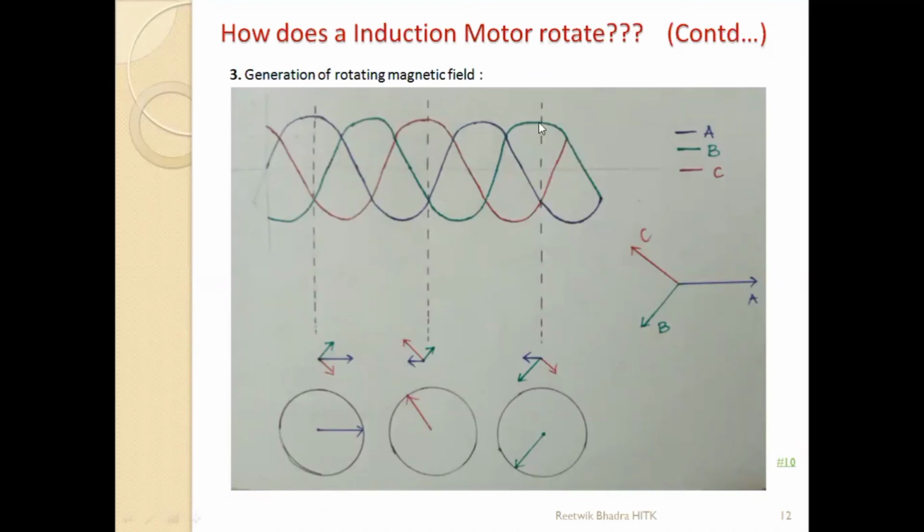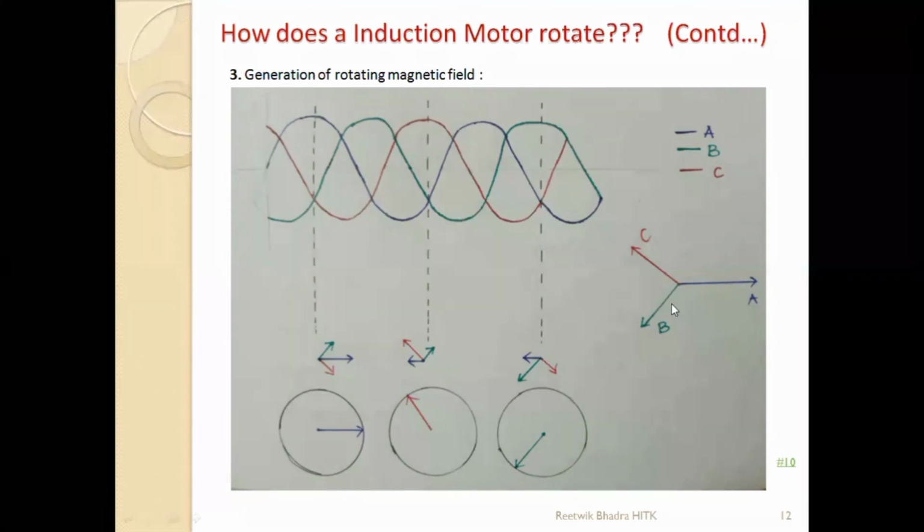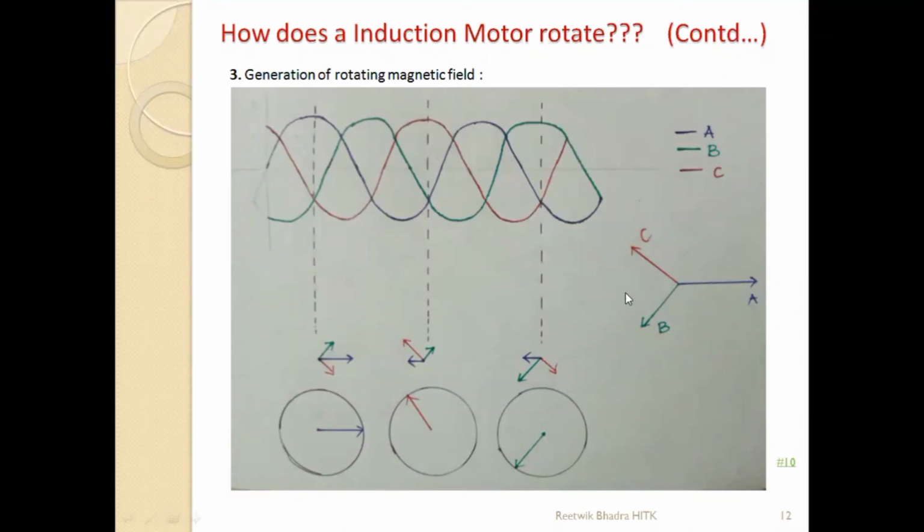Next, third case. Green is peak, that is B is peak, and also positive. You can take the negative peaks at points in between as your homework. B is in this direction, positive. At this point, blue and red are negative. So A negative means this direction. Red means C is negative at this point, so C negative means this direction. So the phasor will now be in this direction, green.